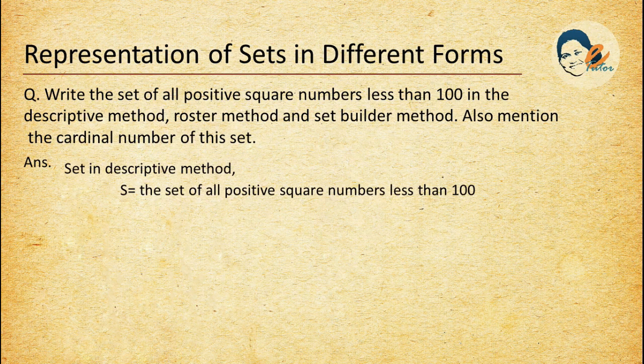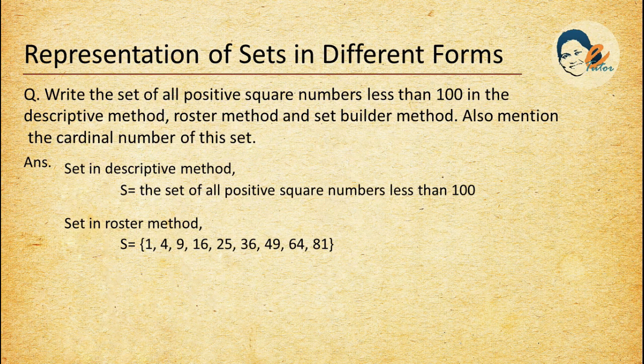Okay. Now the set in roster method. Here capital S equals all the elements in square form within curly brackets, that is 1, 4, 9, 16, 25, 36, 49, 64 and 81. All these elements are the square values of 1, 2, 3, 4, 5, 6, 7, 8 and 9.